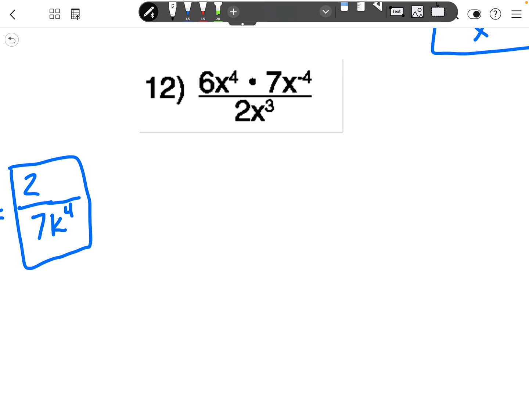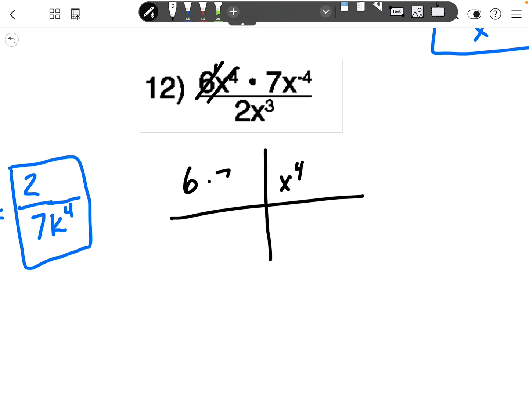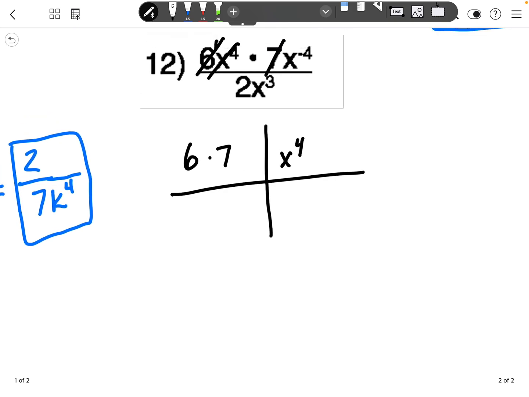All right, I'm going to fill out my chart. Six stays. X to the 4th, positive exponent stays. 7 stays. X to the negative 4th, negative exponent moves. X to the 3rd on the bottom, positive exponent stays.